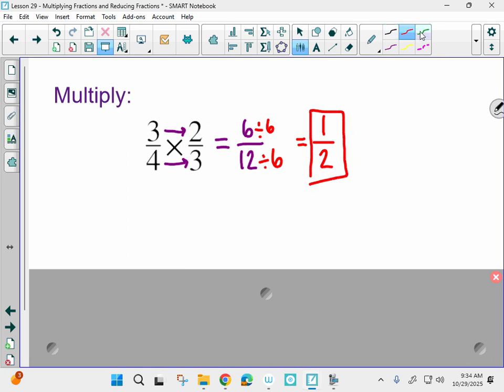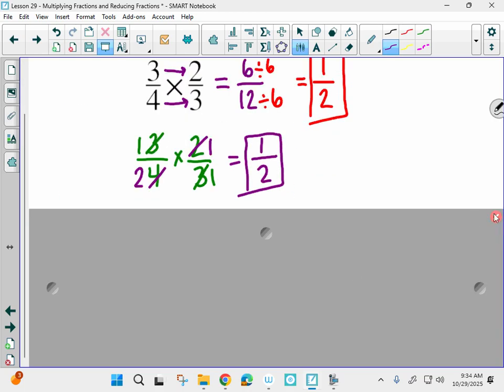Now, is there a faster way to do this one? Yes, you can pre-reduce. You can reduce these earlier, all right? Notice the 3 and 3. As long as you have a number that's reducible with another number on the top and the bottom, you can reduce early. So 3 goes into 3 one time, and 3 goes into 3 one time. Then we can also cross cancel these right here, 2 and 4. 2 goes into 2 one time, and 2 goes into 4 two times. Now I can multiply 1 times 1 is 1, and 2 times 1 is 2, and we get the same answer.